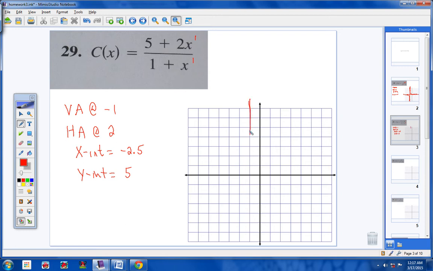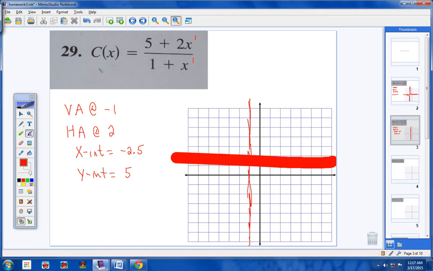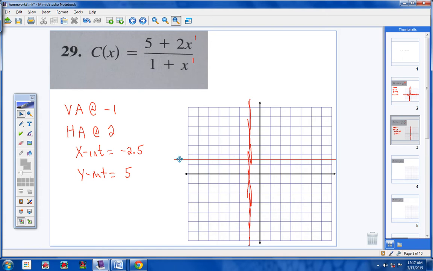Vertical asymptote of negative 1 right here. Horizontal asymptote at 2. And then we have x-intercept at negative 2.5, so right here. And a y-intercept at 5. There we go. Alright, here we go.